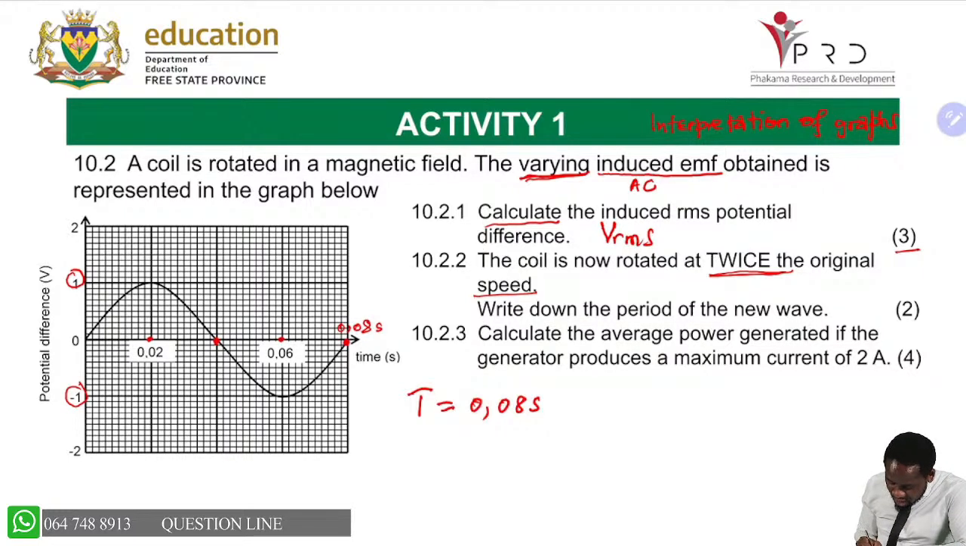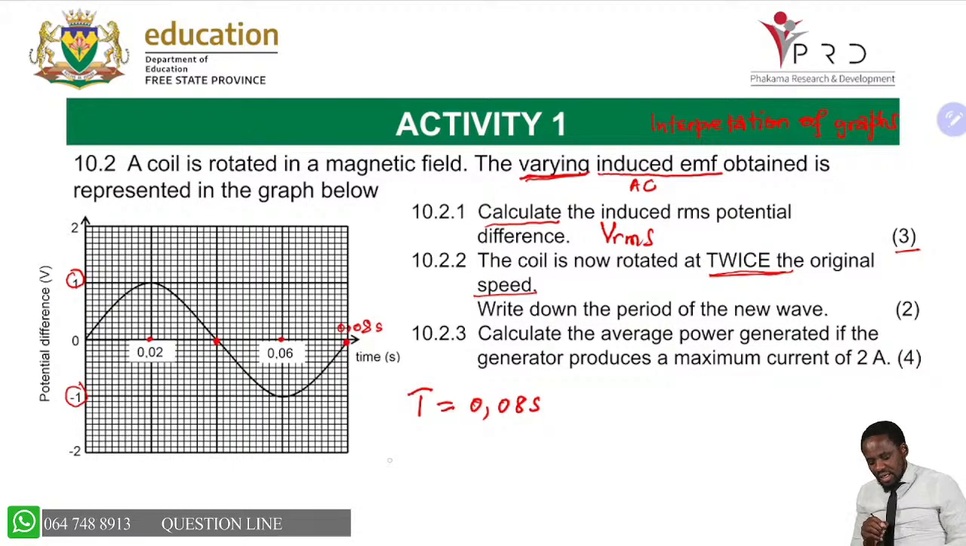Now, from this, we can know that the frequency is equal to 1 over this period, which is 1 over 0.08. Let's quantify the original frequency. 1 divided by 0.08 gives us 12.5 hertz. 12.5 hertz. All right?